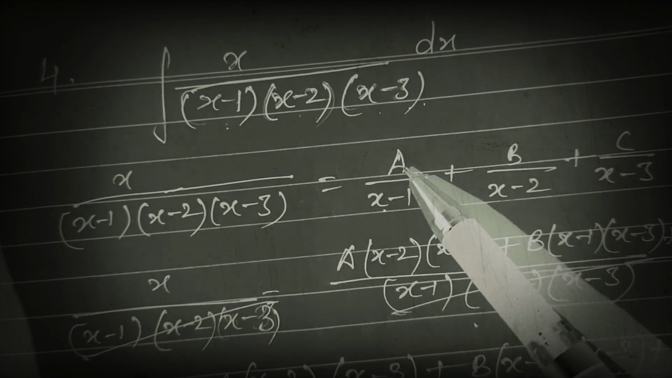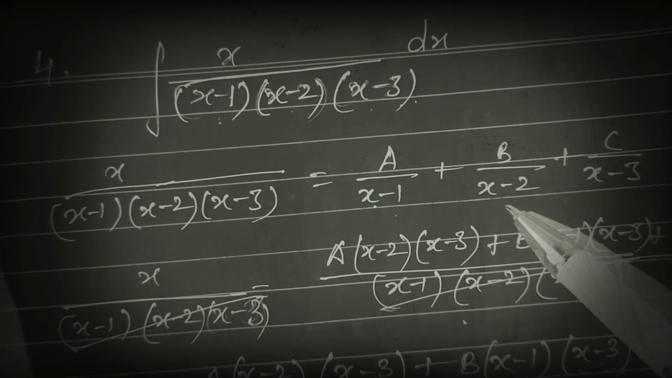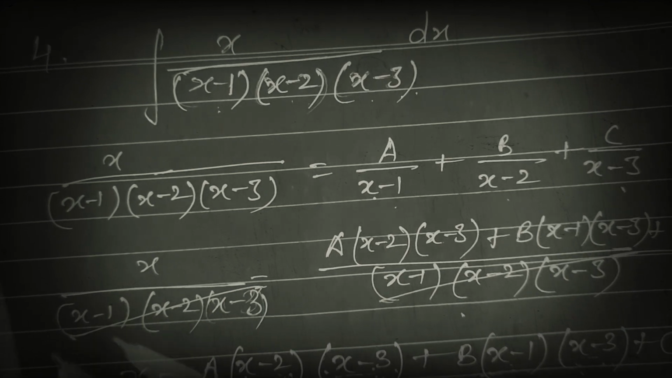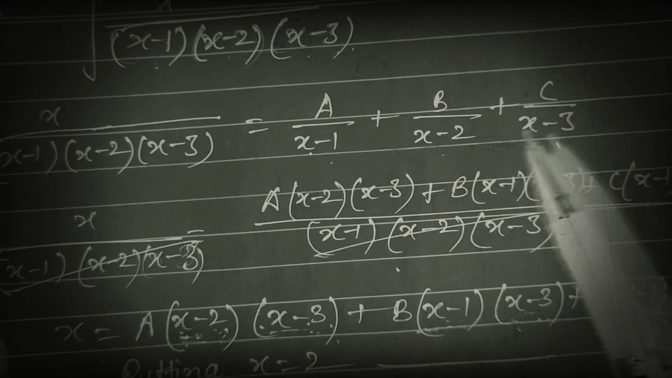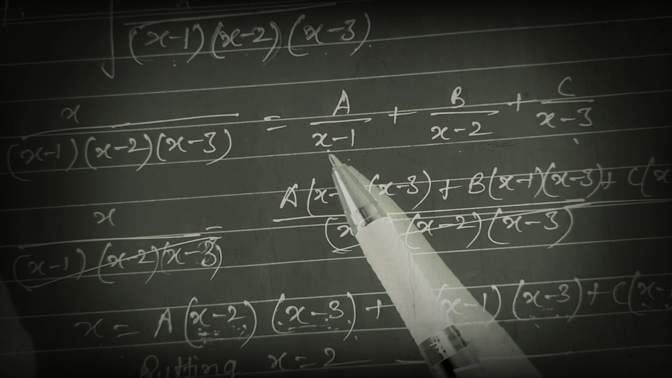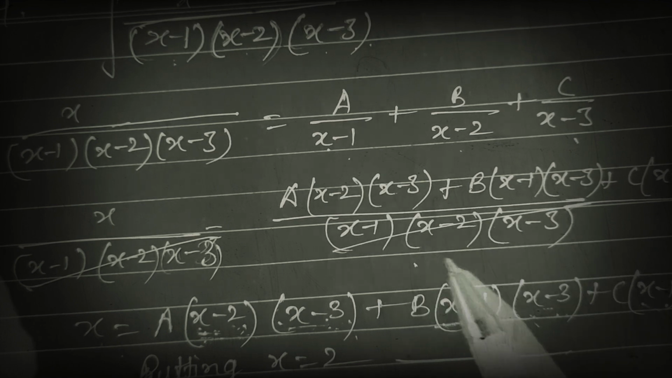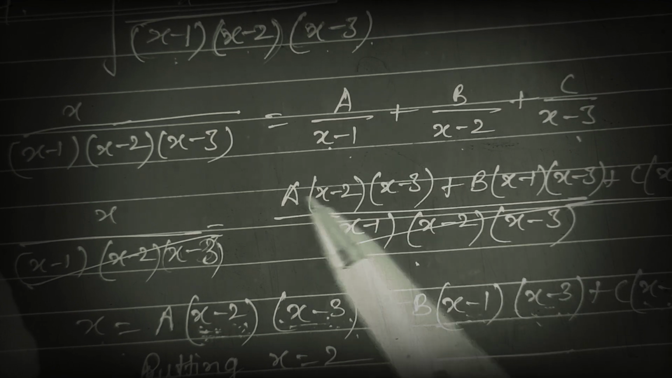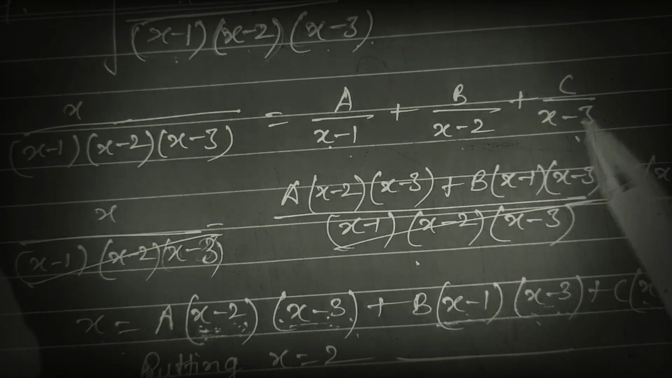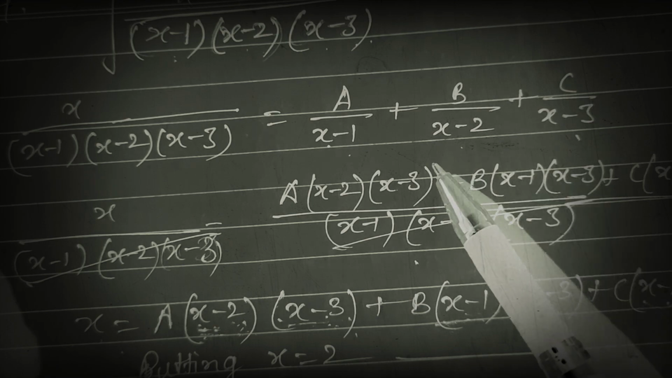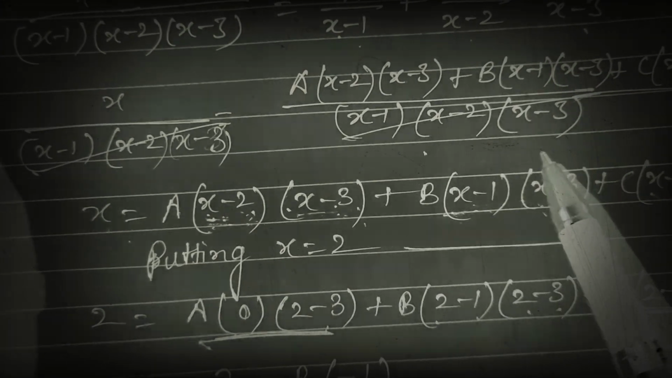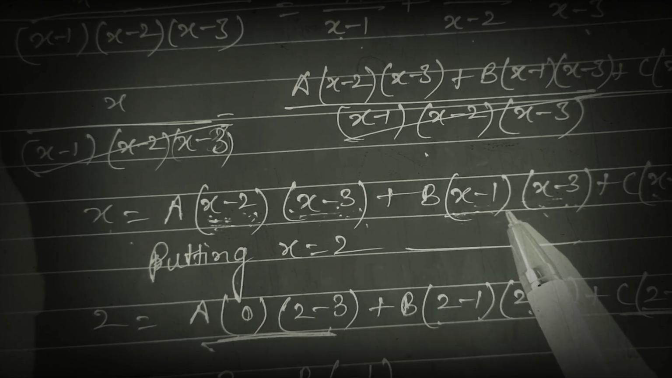So we can write x upon (x minus 1) into (x minus 2) into (x minus 3) as A upon (x minus 1) plus B upon (x minus 2) plus C upon (x minus 3). Take the LCM, (x minus 1) into (x minus 2) into (x minus 3). Dividing by (x minus 1) we get (x minus 2) and (x minus 3), multiplied with A. Similarly B multiplies (x minus 1) and (x minus 3), and C multiplies (x minus 1) and (x minus 2). The denominator is the same, so the numerators will be equal.